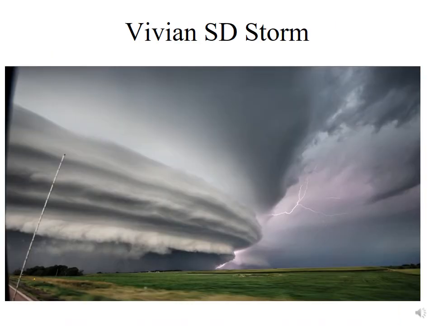And this is the storm that produced the Vivian extremely large hailstone. It was quite impressive visually, and what we're looking at here is a rear flank inflow into the supercell thunderstorm. The supercell thunderstorm is obviously too large to be seen in one picture, but here we have the rear flank inflow into the storm.